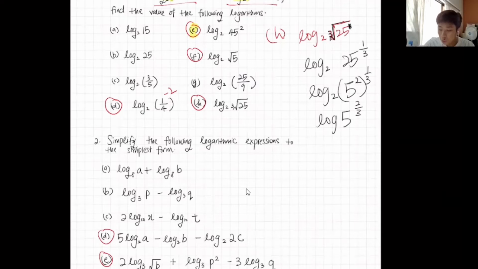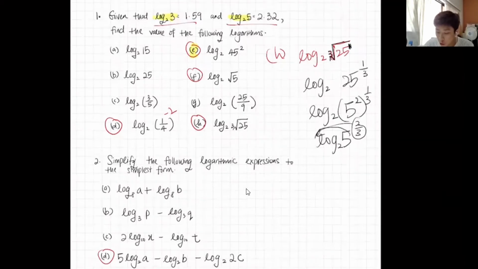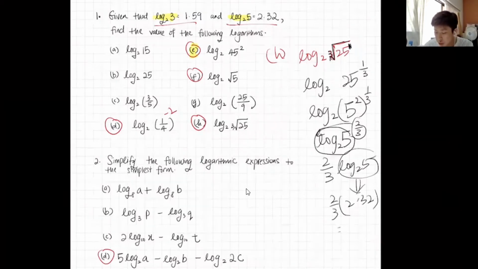Okay, now you can bring this power to the front. I forgot the base here. You bring the power to the front. Why? Because log base 2, 5 is substitutable. I don't know whether this word exists or not. It can be substituted with 2.32. So I bring 2 over 3 to the front, and then I substitute log 2, 5 with 2.32. So the answer is 2 over 3 times 2.32. That's your answer. Calculate yourself. I won't give you the answer.